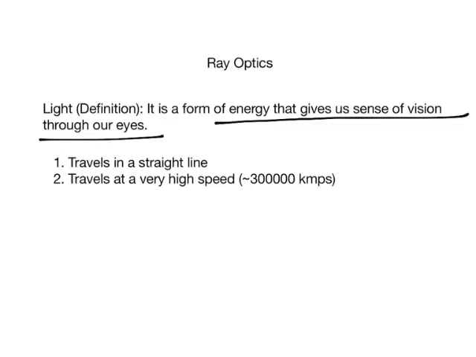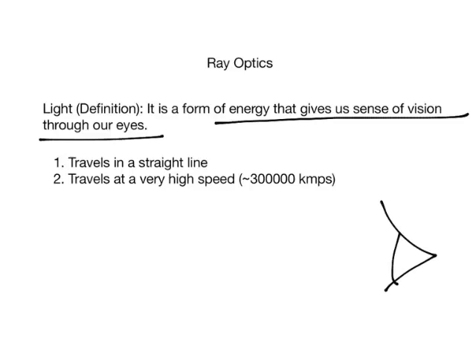Light is a form of energy that we know from basic knowledge of energy. We must have heard about light as an example of energy, and it gives us sensation of vision when it enters our eyes. Obviously, we can't see objects through our ears or nose. When light enters our eyes, we are able to see things. Also, we need to know some basic properties of light. For example, light travels in a straight line.